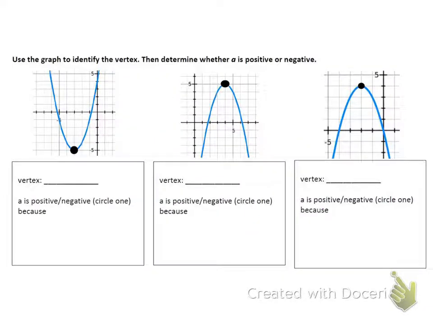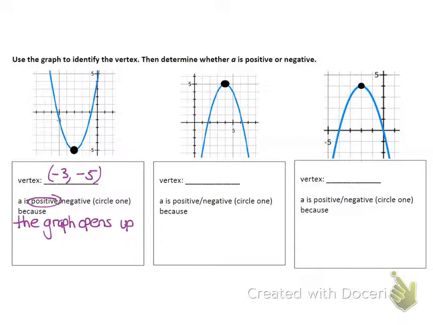So because this is vertex form, we are really going to be focusing on the vertex here. Remember, the vertex is the highest or the lowest point in a graph. So for this first example, we can see that the vertex is located right here, that low point on the graph. That ordered pair is -3, -5. Now we have to decide, is A positive or negative? For this particular graph, A is positive because the graph opens up. Positive, up. The graph is pointing up and makes a smiley face, a positive face.